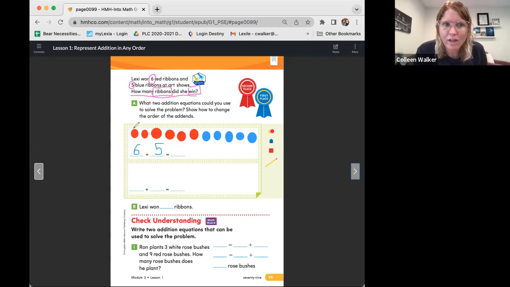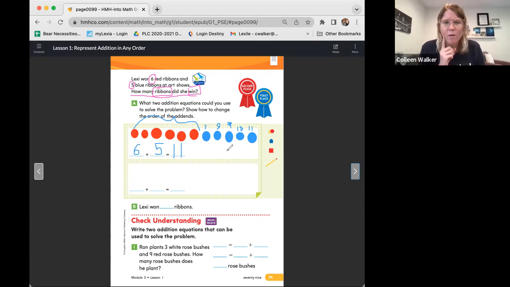Well, we know that there are how many red? 6. So we can just start counting after 6. What comes after 6? 7. Good. 8. 9. Sorry, my little mouse. There we go. 9, 10, and 11. So what is our sum? 11. That's correct. So 6 plus 5 equals 11.